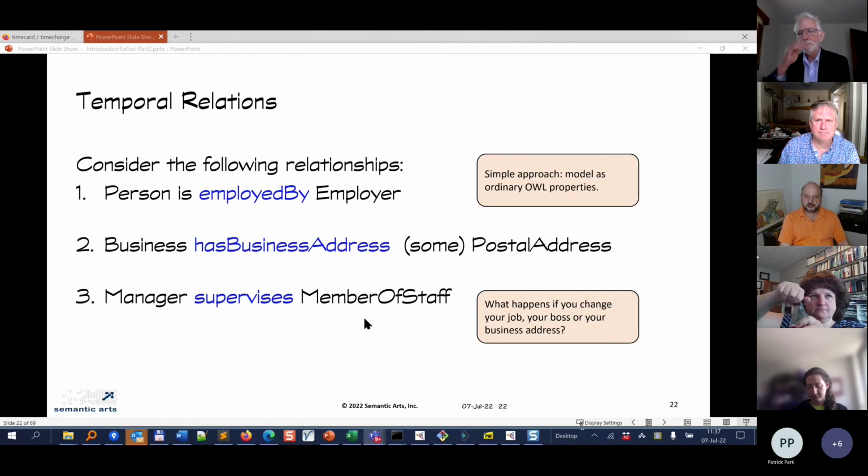But what happens if you change your job, change your boss, or change your address? In fact, Semantic Arts did just move within the past several months, so now we have a new address. If you don't care about old addresses and only care about the new address, then you can just change the triple and you're off to the races. But what if you need to track that information? That's where the idea of a temporal relation comes in.